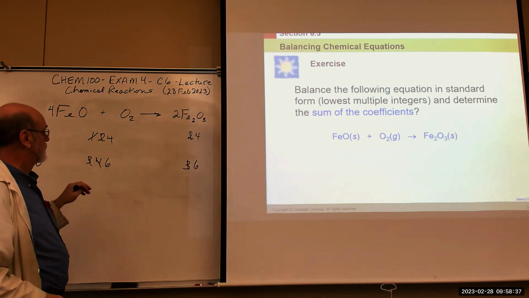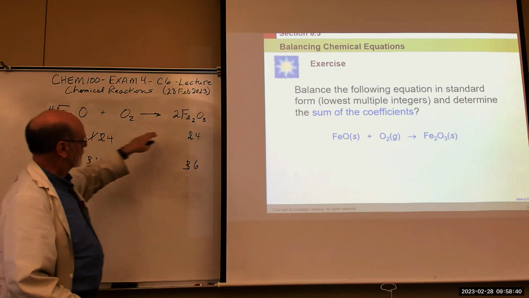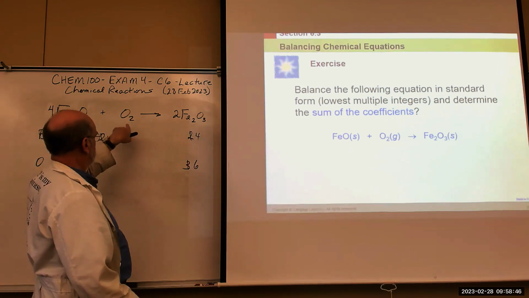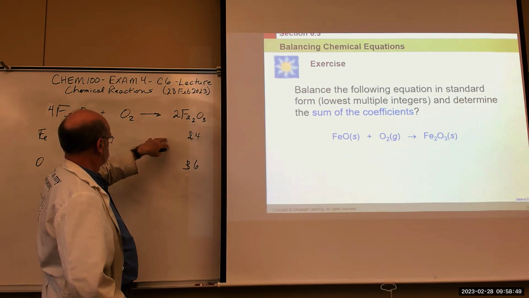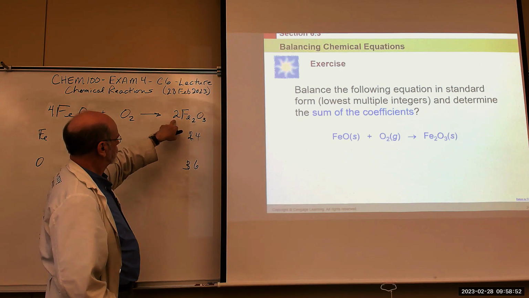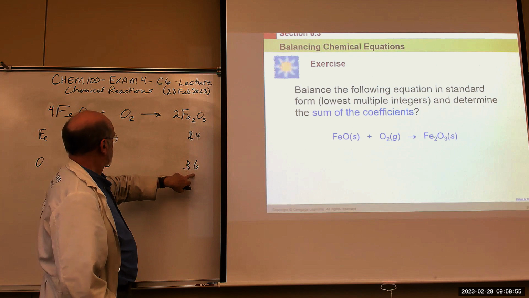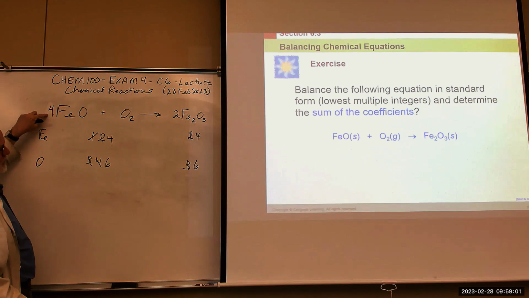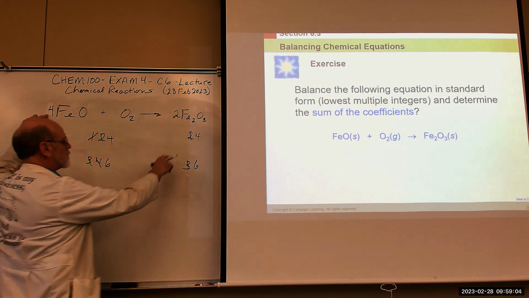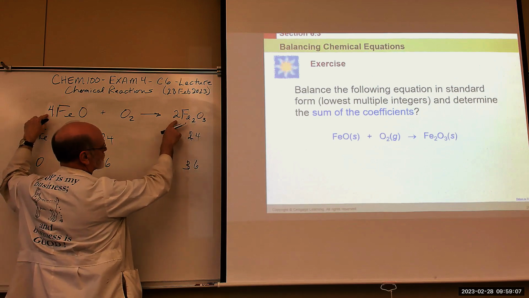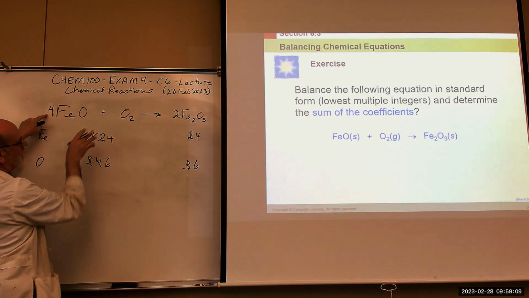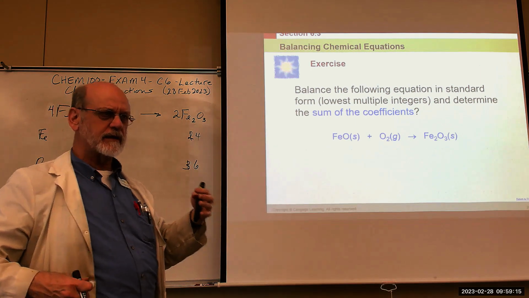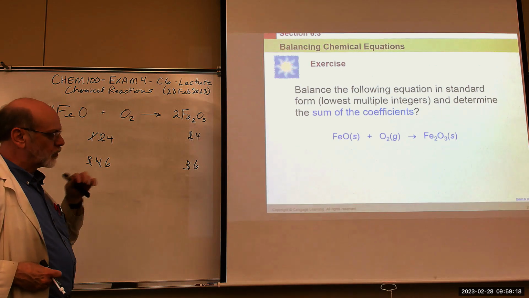Did everybody see what I did there? I followed through with my original and made 4 irons and 6 oxygen. No, this was 2, excuse me. I made this 2 first. And then I had to go balance these out. So I put a 2 here, and that changed this one to 4. Okay. And sometimes that happens. It looks kind of squirrely, but if you just plug through, it'll work itself out.